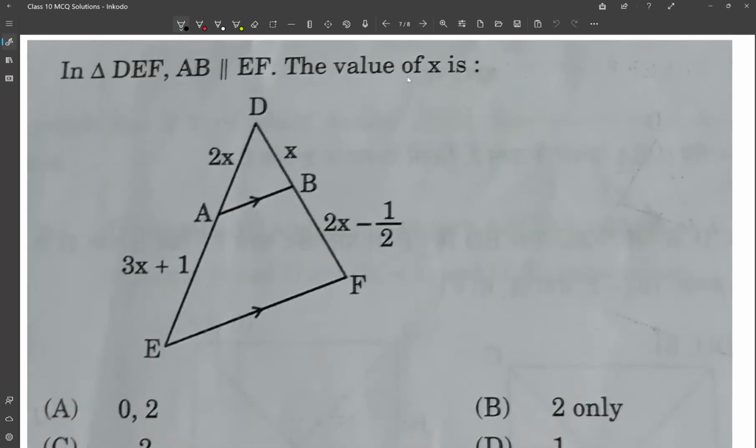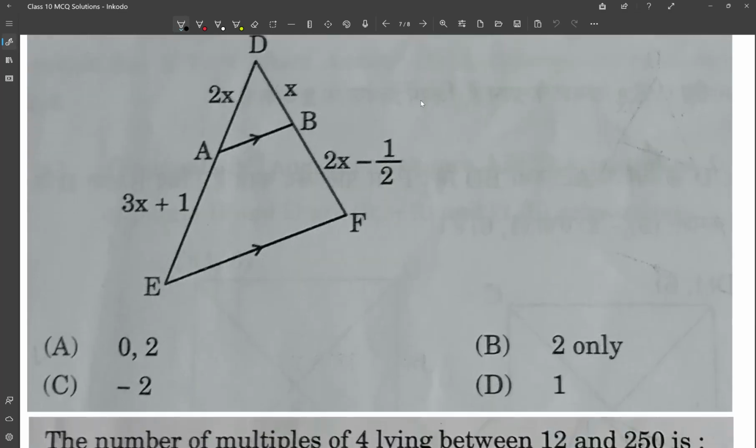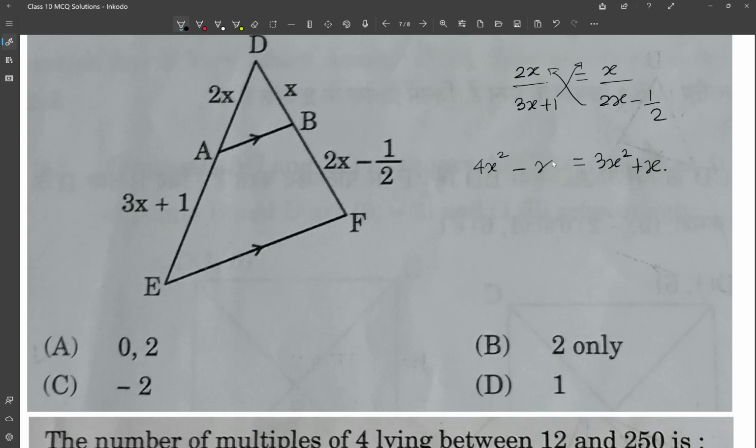There are certain questions that came different in the other sets. We'll discuss those also here. In triangle DEF, AB is parallel to EF. You don't have to give the explanation that according to BPT and so on. You just have to take directly the ratios and solve. So 2x divided by 3x plus 1 is equal to x divided by 2x minus half. If you cross multiply, you will get 3x square plus x, and 2x into 2x is 4x square. 2x times half is x. So 4x square minus x.